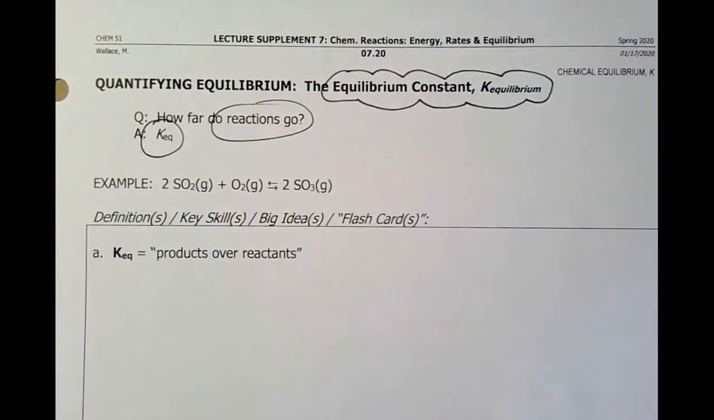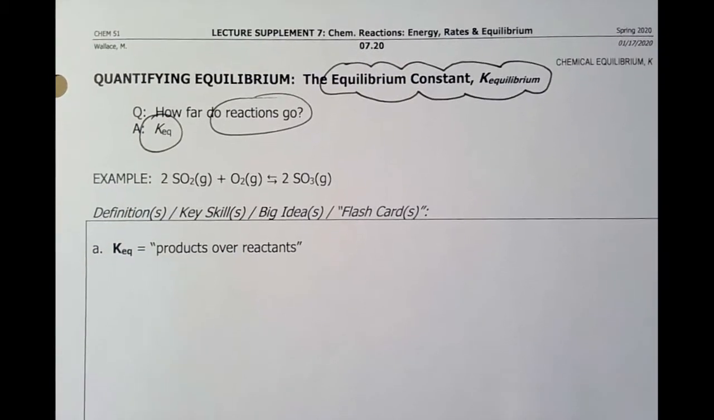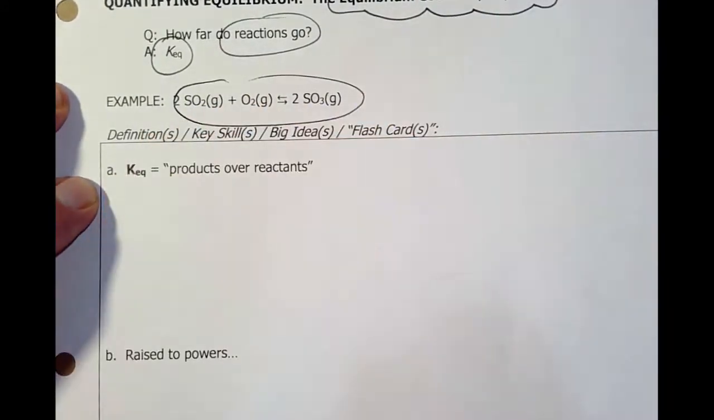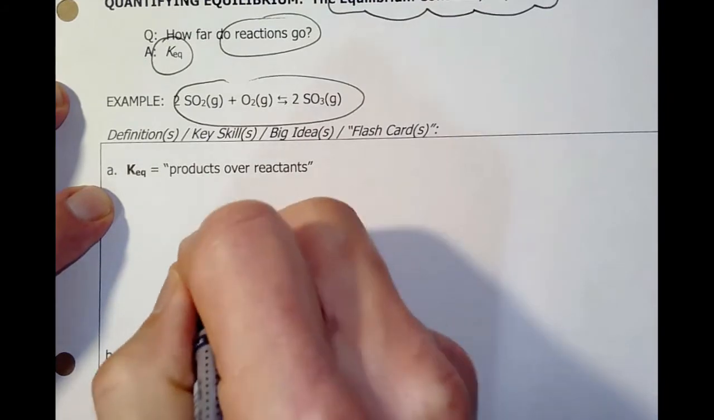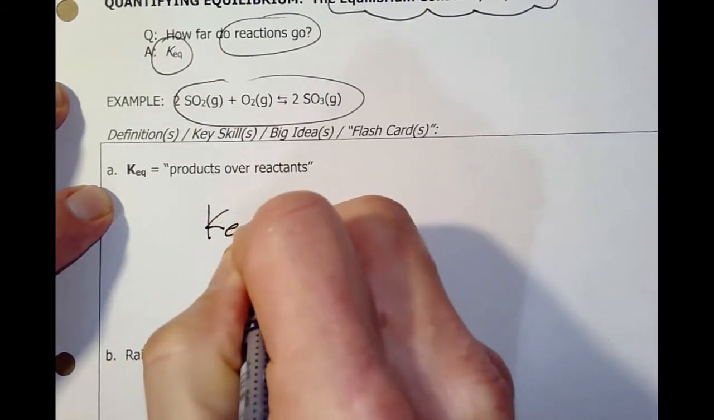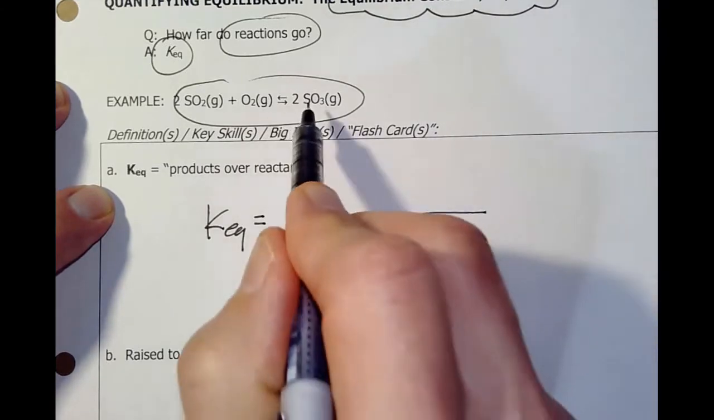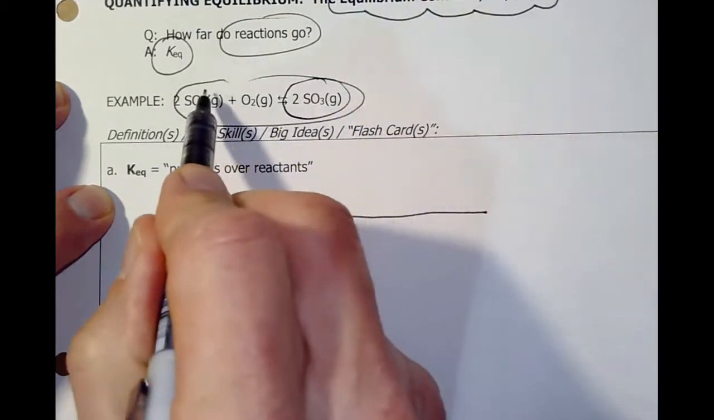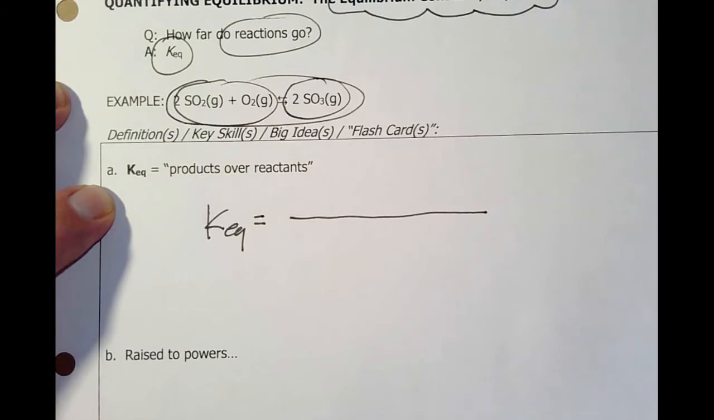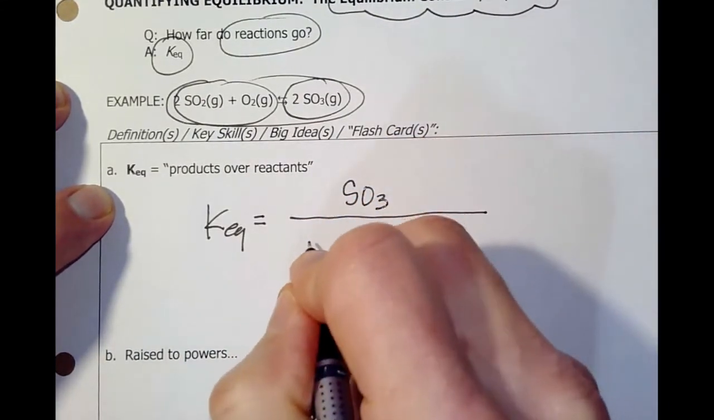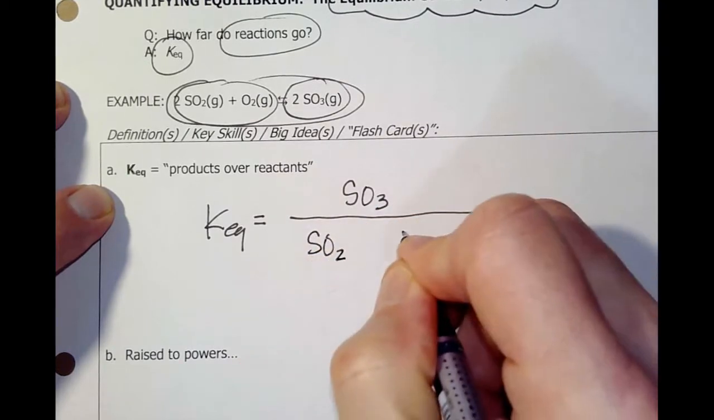KEQ is the number that we're going to measure. As I mentioned, we're going to look at the ratio of products to reactants. So for this reaction right here, my big idea is K equilibrium, the equilibrium constant, equals some sort of ratio of SO3 to SO2 and O2. So it looks like this: SO3, SO2, and O2.